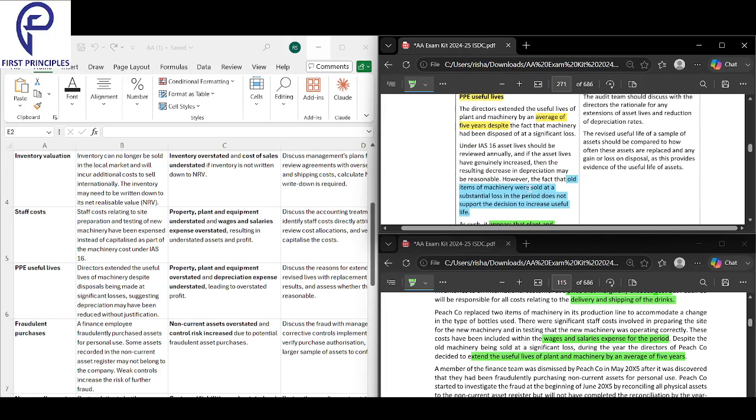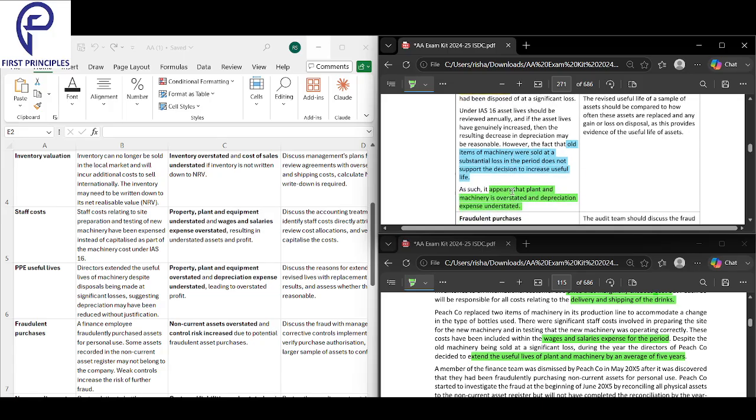So what they have done is increased the useful life of the property, plant, and equipment despite selling all the old machines at a loss. There's no logical reason, no need to increase. Why have they increased? This does not support the decision. It appears that the plant and machinery is overstated and depreciation is understated.